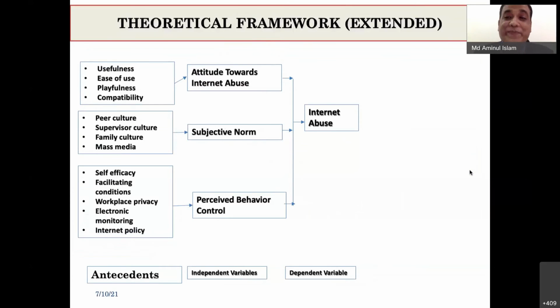So can I just pick a variable and put it there? No. Usefulness, ease of use, playfulness, these are all supported by theory. This is from TAM, the Technology Acceptance Model. The next block is also supported by theory: peer culture, supervisor culture, social exchange theory. So you can have even antecedents, and based on that, you may have variables also. Certain research, not all research, requires it.